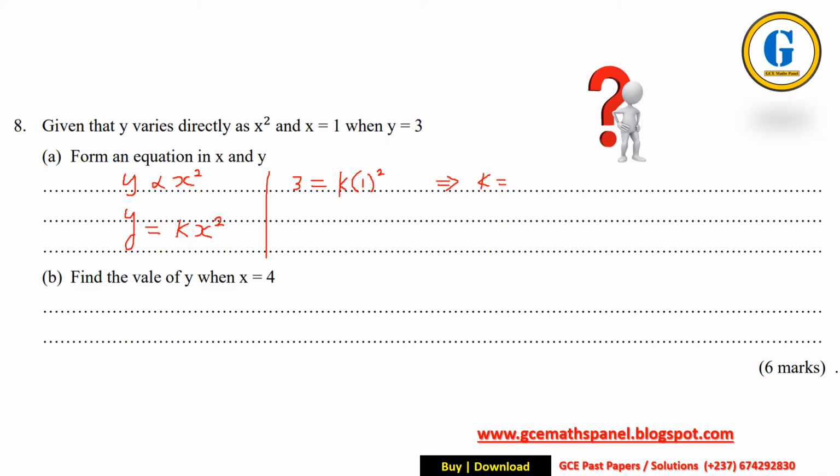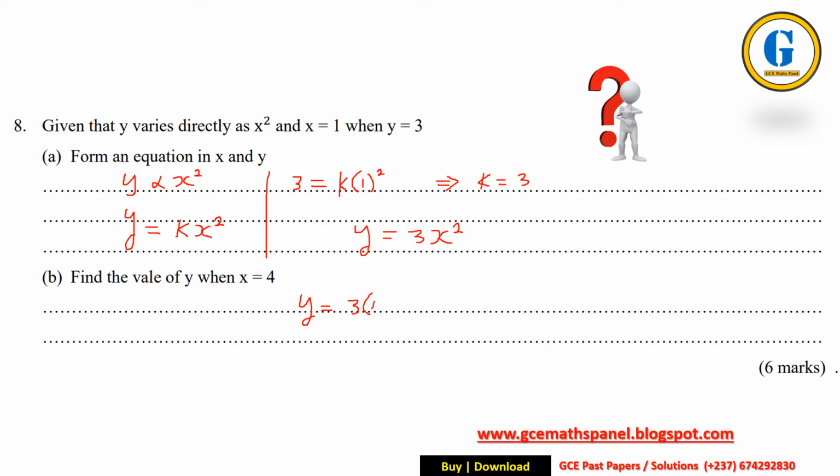But have we formed the equation? No, not yet. So our equation will now be y is equal to 3x squared. So that's the equation now in terms of x and y. Now from this equation, the b part says that find the value of y when x is 4. So when x is equal to 4, our y will be equal to 3 into what?